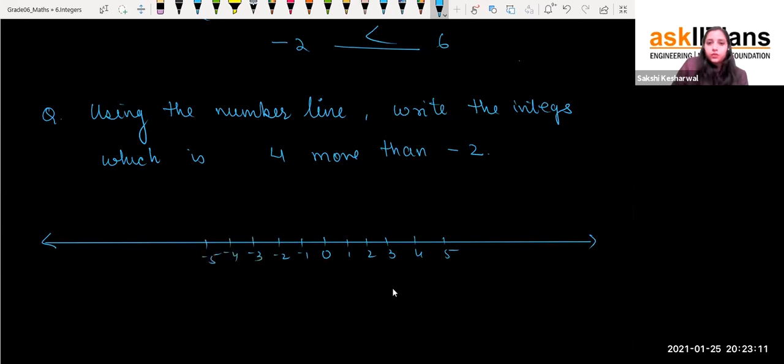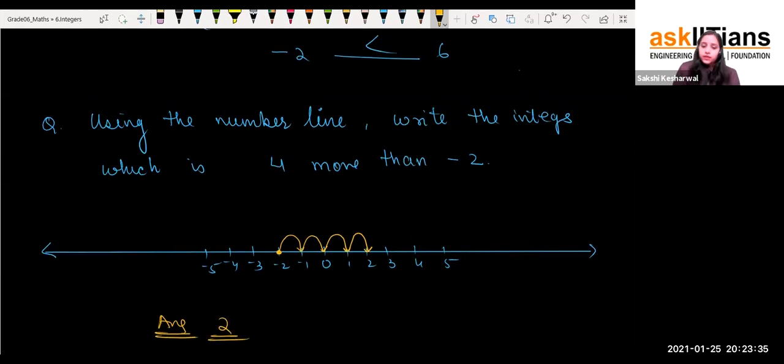So what you will do? You will start from here. It says that 4 more than -2. So first you will be standing at -2, right? And you're going 4 more. So 4 more means this is 1, right? And then 2, then 3, and then 4, right? So you have reached which position? Your answer will be what? You have reached 2, right or no? Yes.